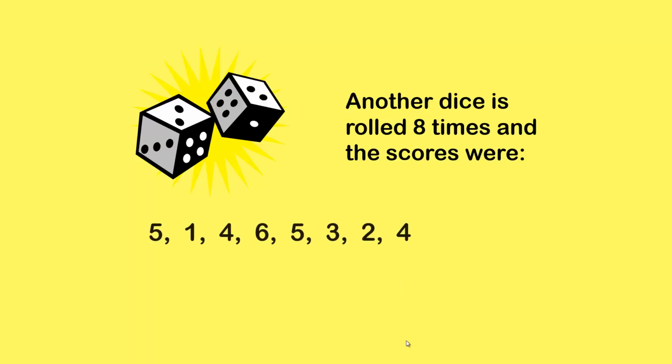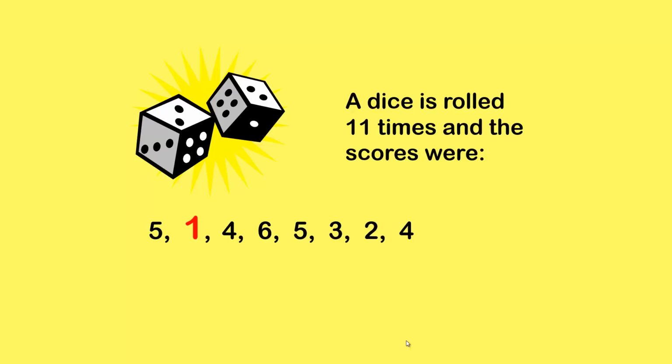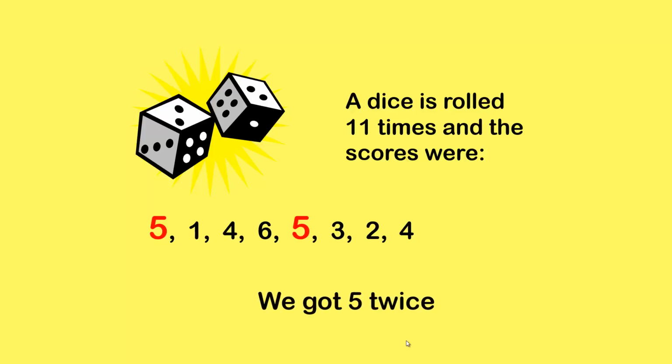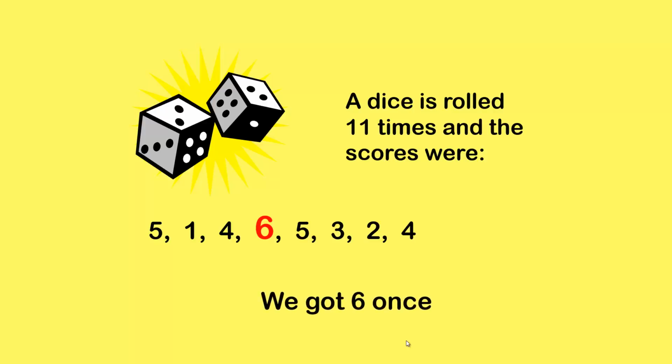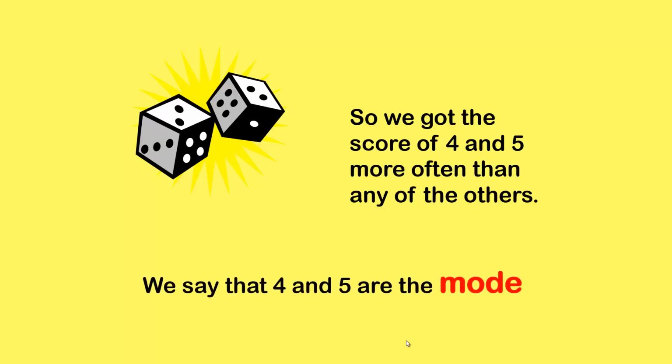Another dice is rolled 8 times, and there's the scores: 5, 1, 4, 6, 5, 3, 2, 4. Which score did we get the most? Well, we got 1 once, 2 once, 3 once, we got 2 4s, we got 2 5s and 1 6. Actually, this time then, we've got 4 and 5. So when I said earlier the mode is the most frequent number, what I should have said is the mode is the most frequent number or numbers, because we've got 2 numbers that we've got more often than any others. So we say 4 and 5 are the mode. So the mode is the most frequently occurring number or numbers.